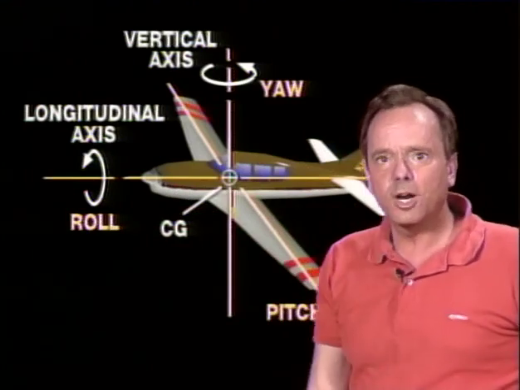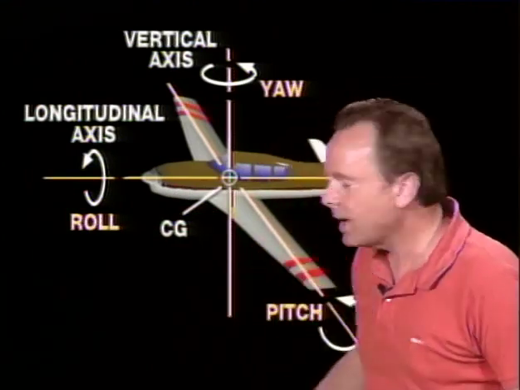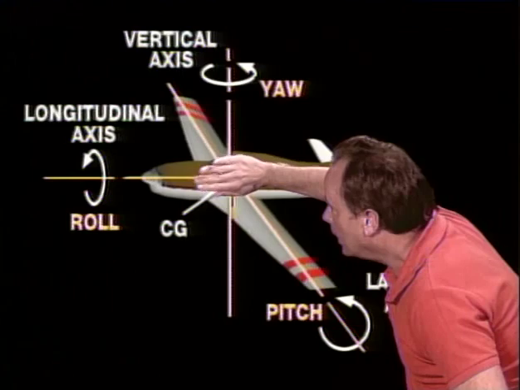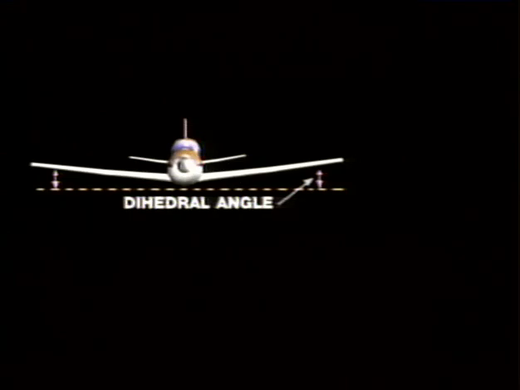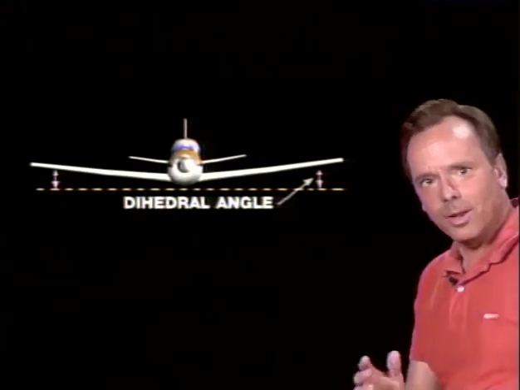And so movement of an airplane about its longitudinal axis is called roll, and it's controlled by ailerons. Now let's take a look at that dihedral angle again.